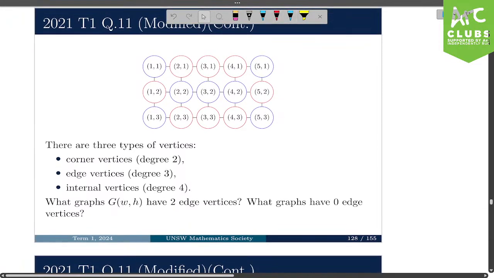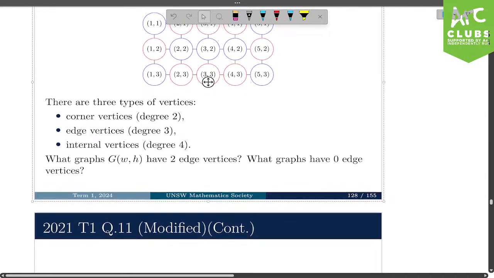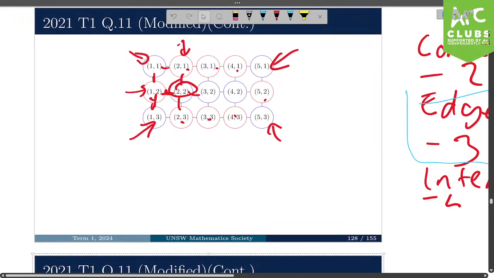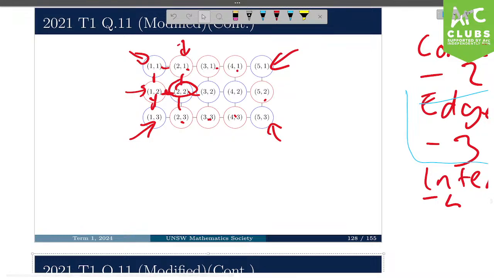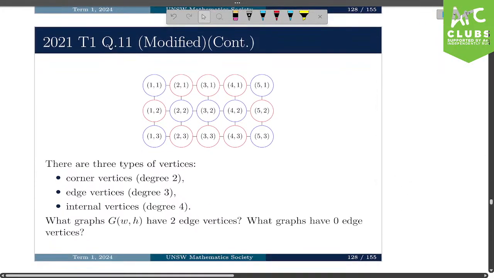So corner vertices, degree 2, edge vertices, degree 3, and internal vertices, degree 4. So now we want to ask ourselves to solve the question, which ones have 2 edge vertices, which ones have 0 edge vertices. And you might start to see this, like if you try and expand that graph out in terms of the number of columns it has, or down in terms of the number of rows it has, you will notice the number of edge vertices, the ones on the outside here, decrease. So you can imagine that the ones which do have 2 edge vertices or 0 edge vertices are relatively small.